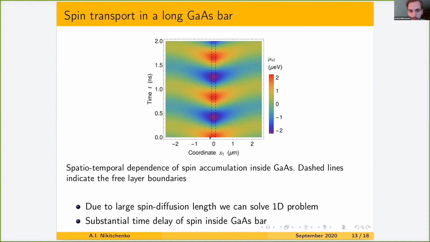Here, on this axis, these dashed lines correspond to the free layer boundaries, and the sinusoidal spin pumping is applied to the gallium arsenide bar over a time period of two nanoseconds. First, we have to note that there is a large spin signal delay in the gallium arsenide bar, which is provided by the large spin relaxation time and acts as a memory effect in the semiconductor.